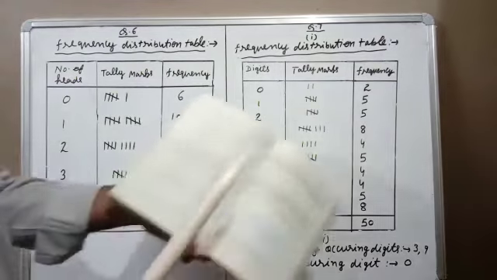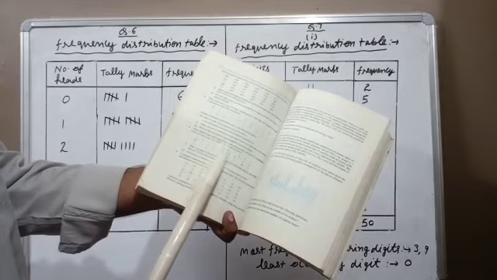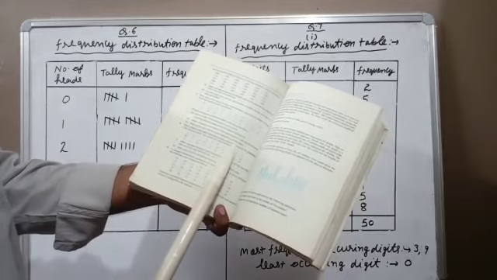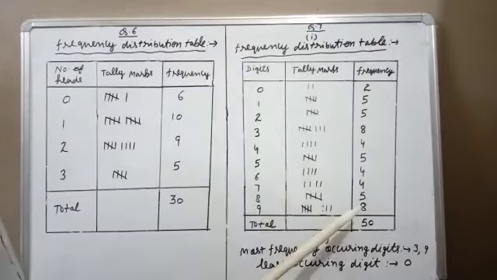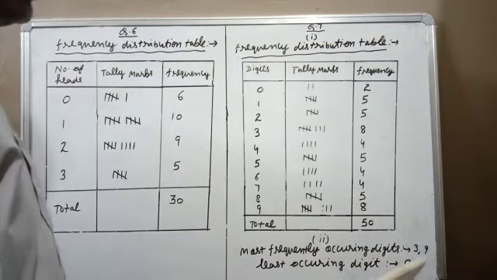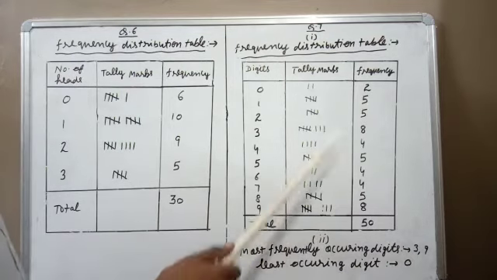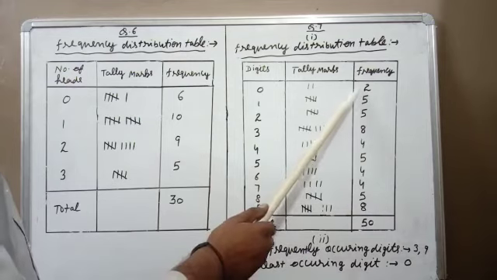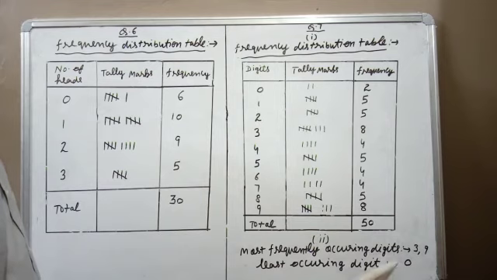Now we will see the second part. What are the most and least frequently occurring digits? If I check the maximum value, the maximum value is of 3 and 9. So the most frequently occurring digits are 3 and 9. Which value is minimum in this data? This value is 2, and it represents the digit 0. So the least occurring digit is 0.